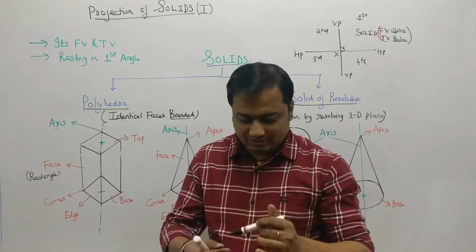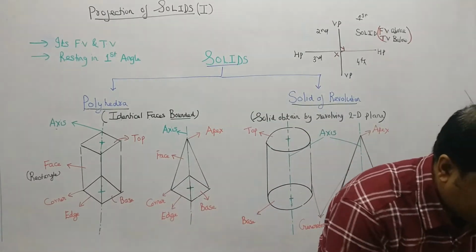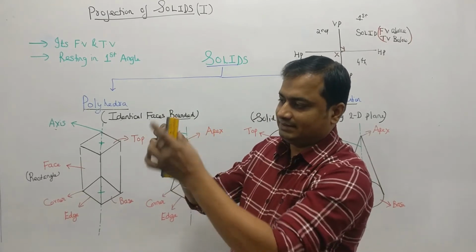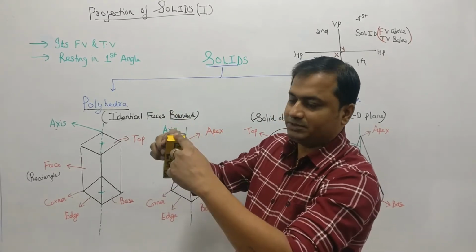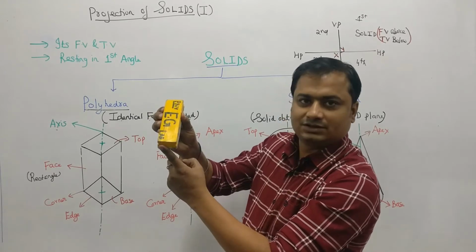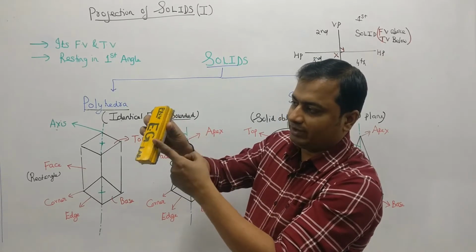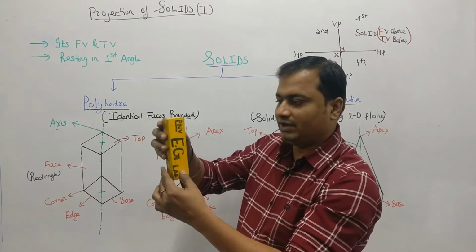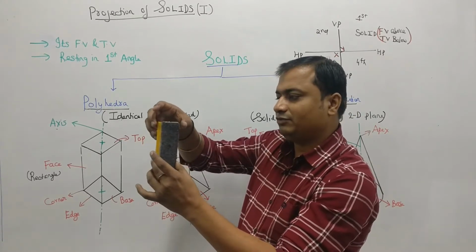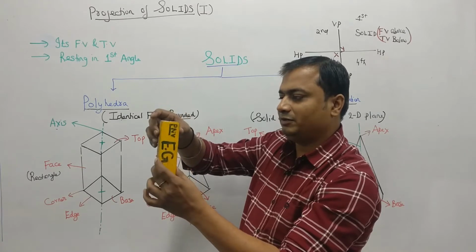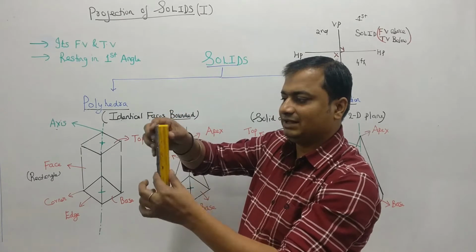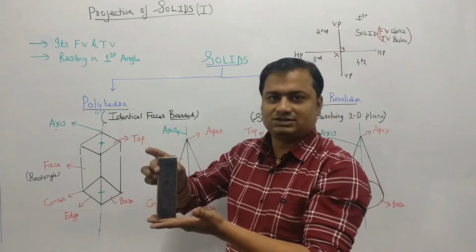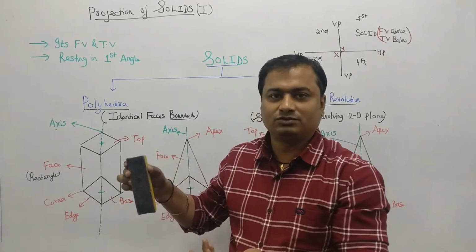If you just go through this duster, this is also a kind of prism. This is my face, this is my top structure, this is my base structure, this is my longer edge, this is my smaller edge, right? If you rotate this prism and see it from any angle, the face is always a rectangle. The number of faces depends on the top and base structure, and the naming also depends on the top and base structure.